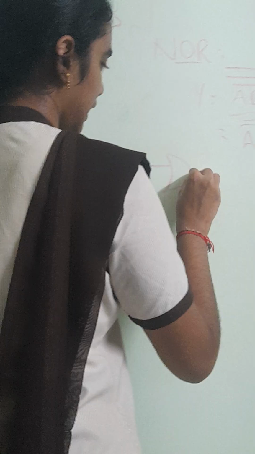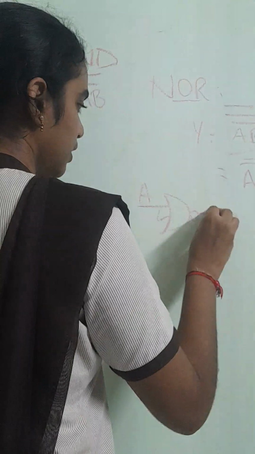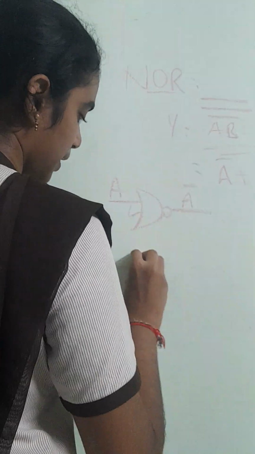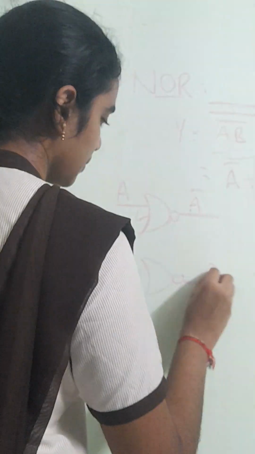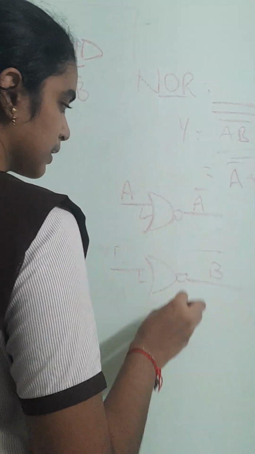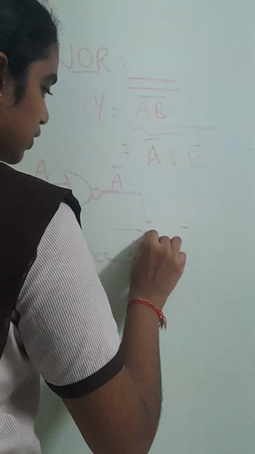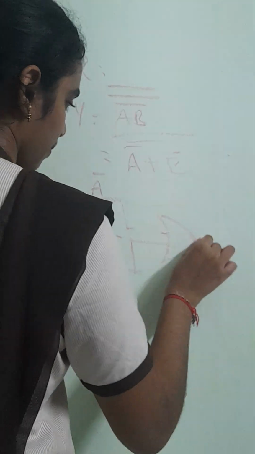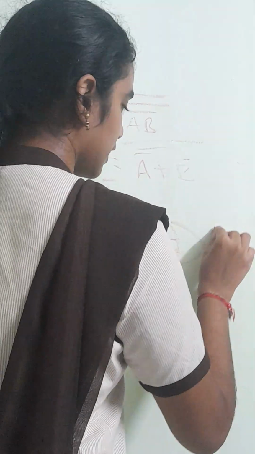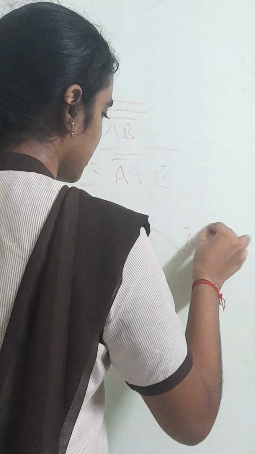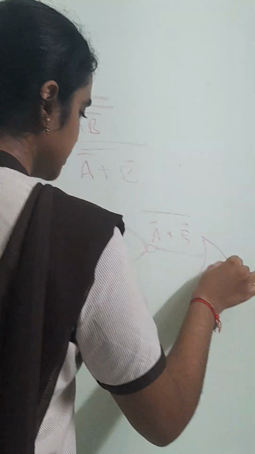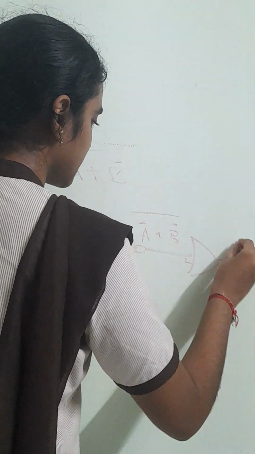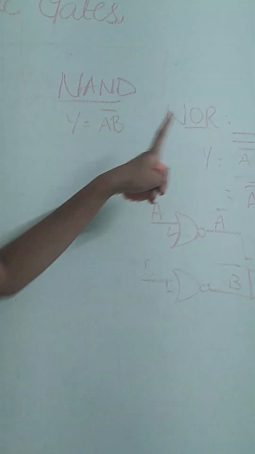So let me take A bar, A bar, and then B bar, and joining these two using a NOR gate. So I will be getting A bar plus B bar whole bar. Again joining these two using a NOR gate will be giving the desired output. So conversion of NAND gate to NOR gate.